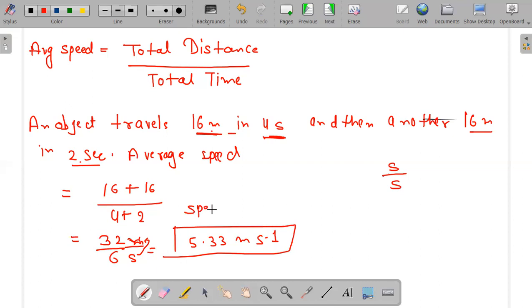Now why is it average speed? Because I'm not able to find anything about where to where, it is just going. But if I write that an object travels 16 meter in 4 seconds from Delhi to Mumbai, and again 16 meter in 2 seconds from Mumbai to Chennai, then I can say this is my answer for velocity, and I can write a sign of arrow because it is telling me about the direction.